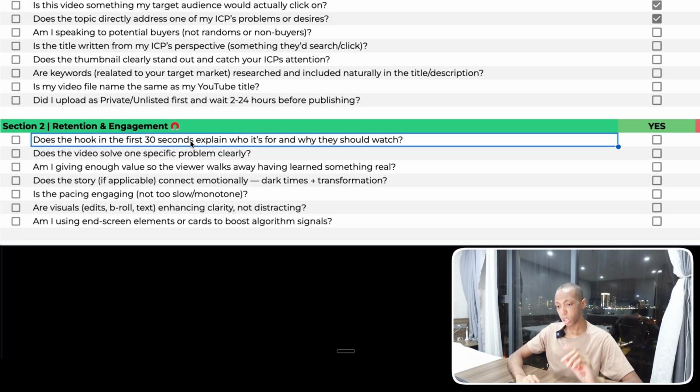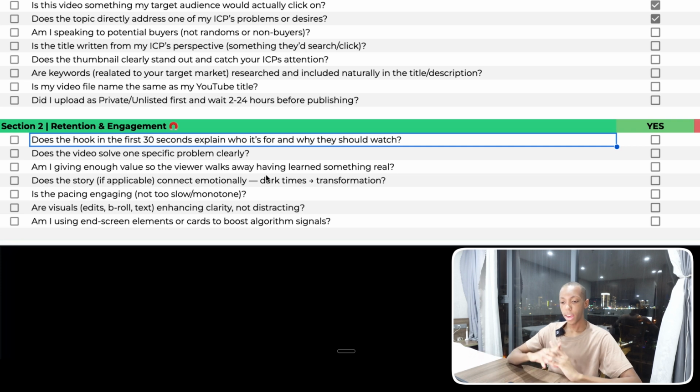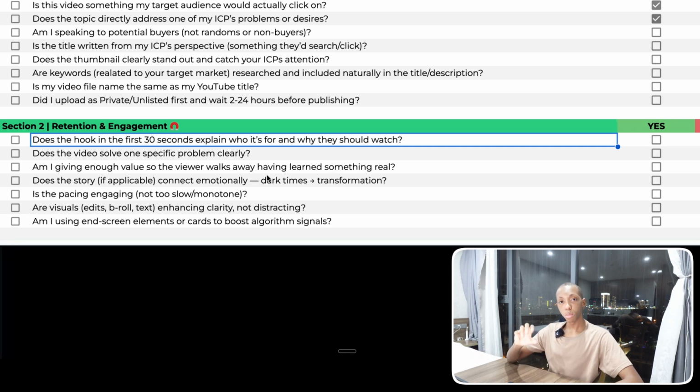So first thing in section 2, does the hook in the first 30 seconds explain who it's for and why they should actually watch it? This is really important. You need to call out your target audience. We use the what, why, how framework. So what I'm going to be talking about in this video, why it's important, and how you're going to benefit from this. That's what we always talk about in the actual intro and the hook of the video. I use this for all my clients as well. And you need to obviously explain and show some social proof as well, so people know you actually have expertise, you have authority, you're actually the person that you say you are.